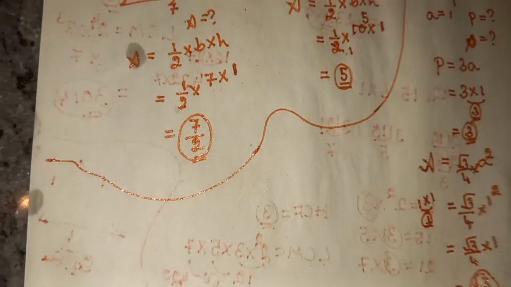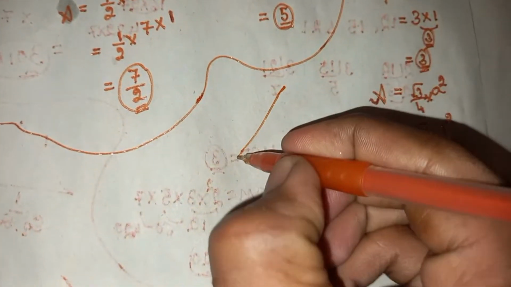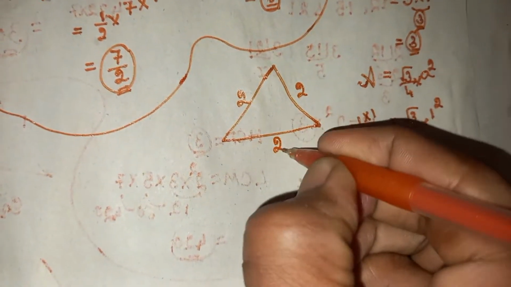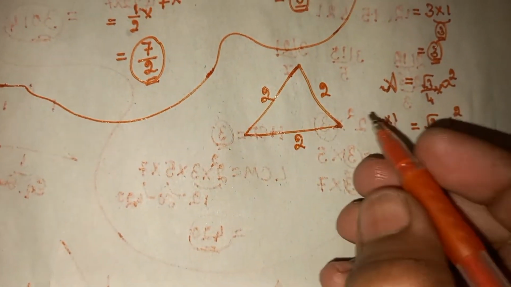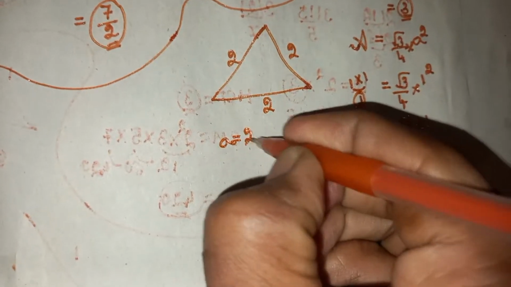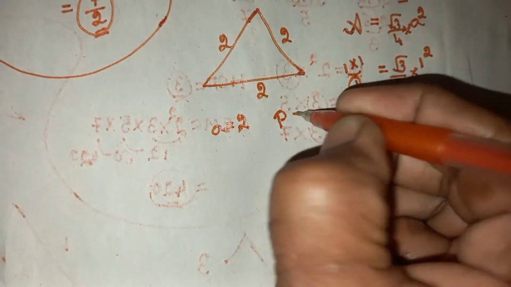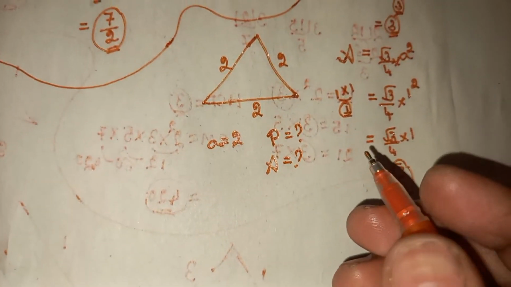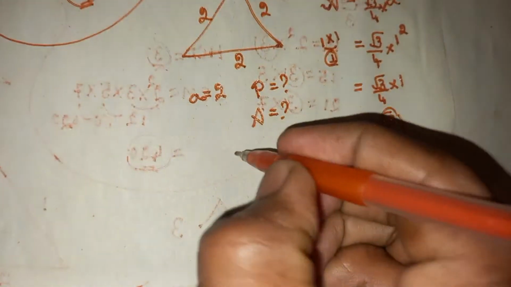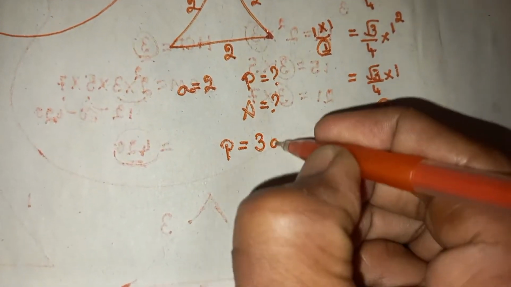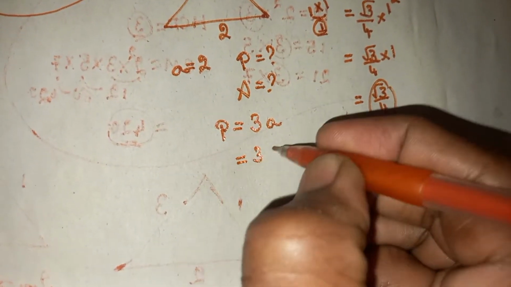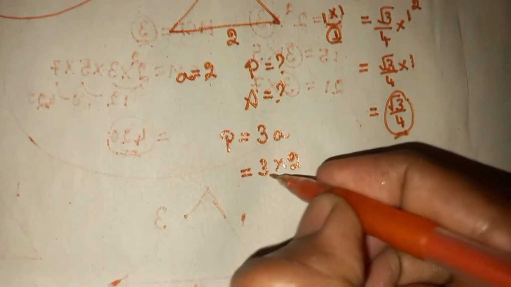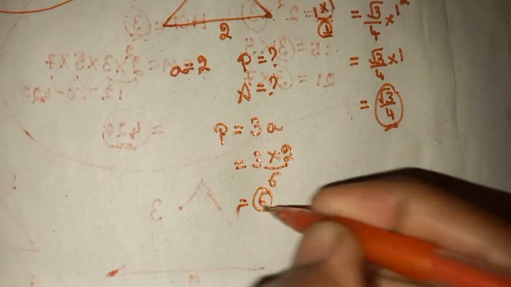Let's take another equilateral triangle. In this triangle, all sides are given as 2 units. If all sides are 2 units, then you must find the perimeter and the area of this equilateral triangle. Here also you can find it. The perimeter of this triangle is 3 times a, 3 times the side length, that is 3 times 2. 3 times 2 becomes 6. So this is going to be 6 units.